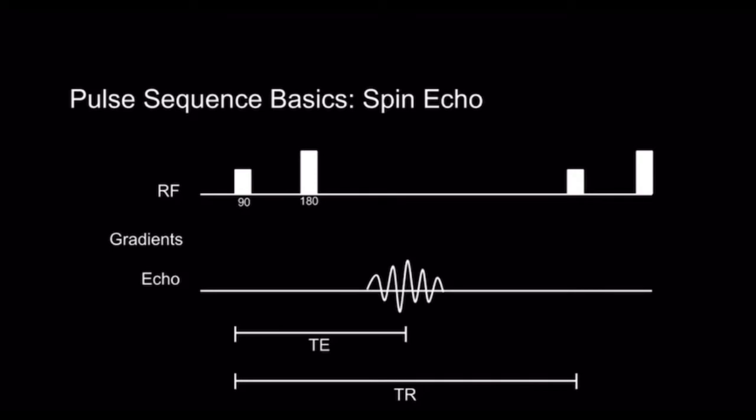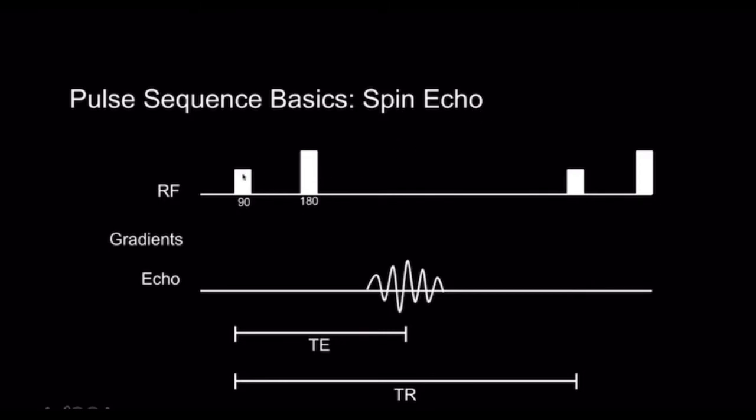In a spin echo pulse sequence, there are two RF pulses at the beginning. We have a 90-degree RF pulse followed by a 180-degree RF pulse. Technically speaking, a spin echo can start with any two RF pulses, but most commonly, we use a 90-degree RF pulse followed by a 180-degree RF pulse. And that's how we identify that this is a spin echo sequence.